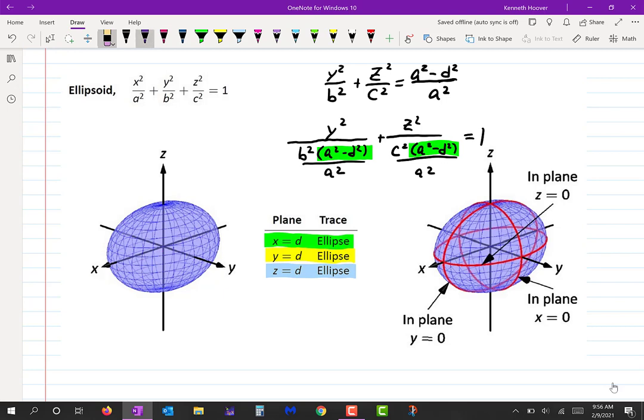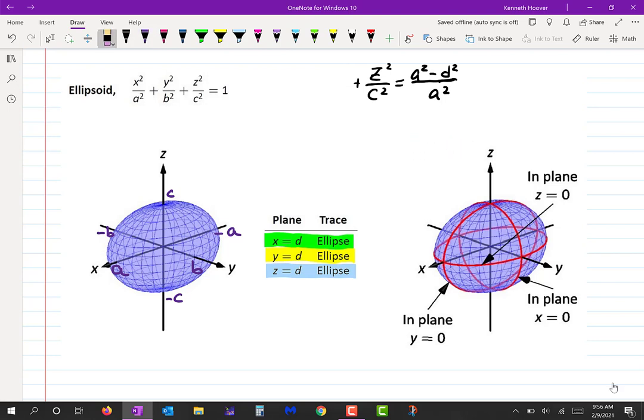And let's look at this distance, by the way. This is a and negative a on the x-axis, b and negative b on the y-axis, c and negative c on the z-axis. So you see these numbers down here actually tell you the width in the x direction, the width in the y direction, and the width in the z direction. All right, let's move on.